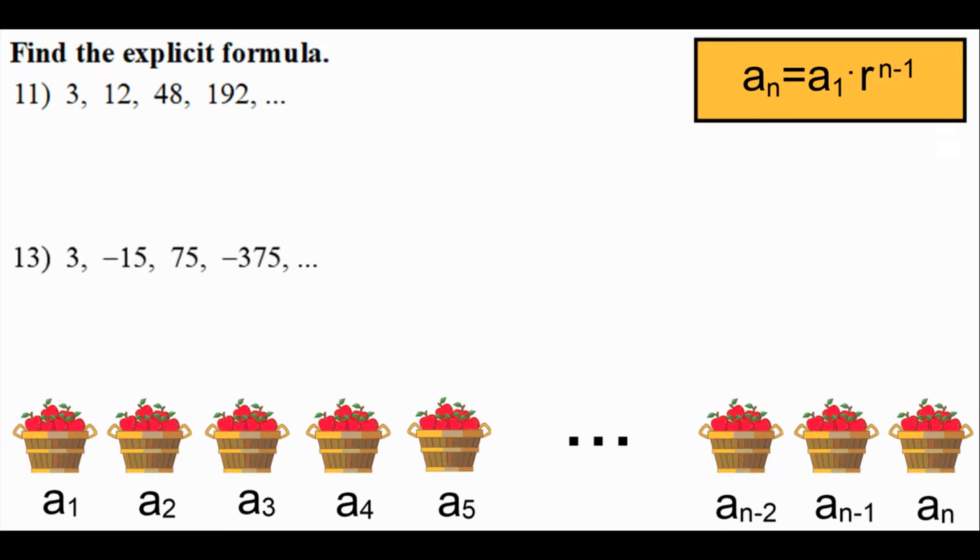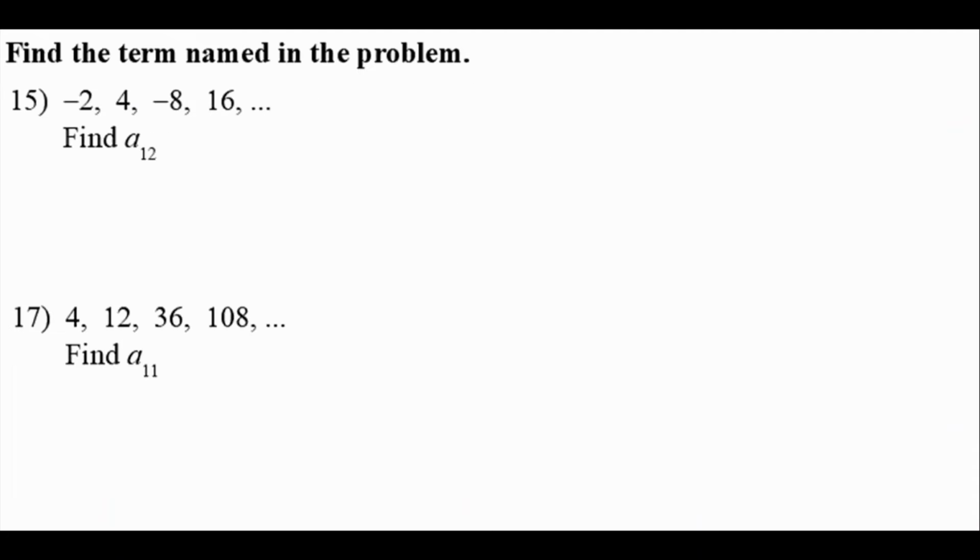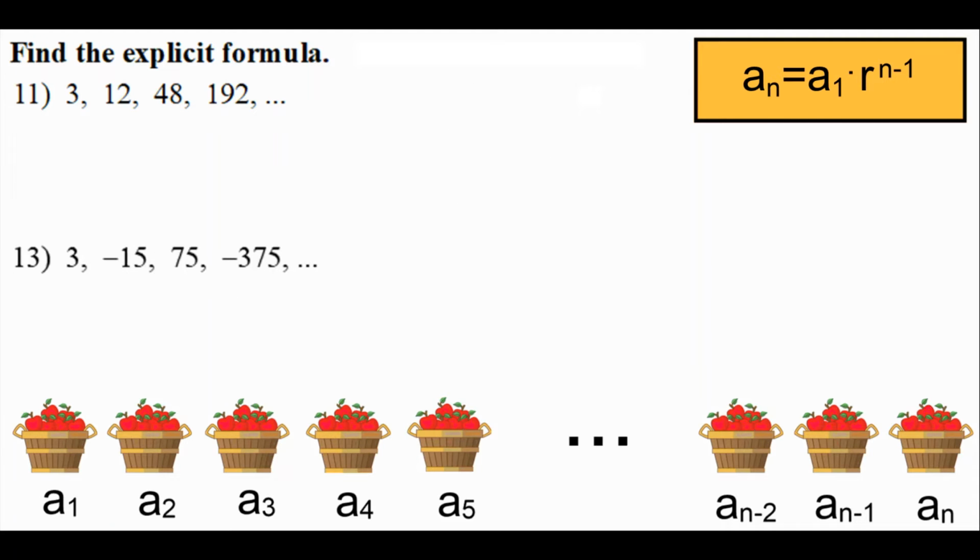Find the explicit formula. So I've got the explicit formula written in that box right there. You take the first term times r, n minus 1 times. So, let's see. We need A1 in that formula, and A1 is just the first term. So we're going to have An equals that first term times r.